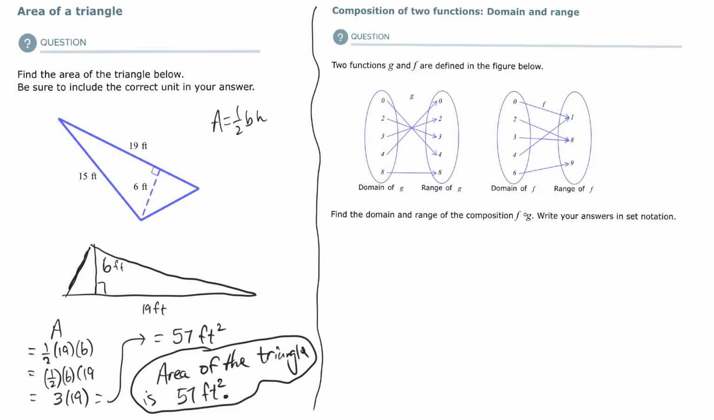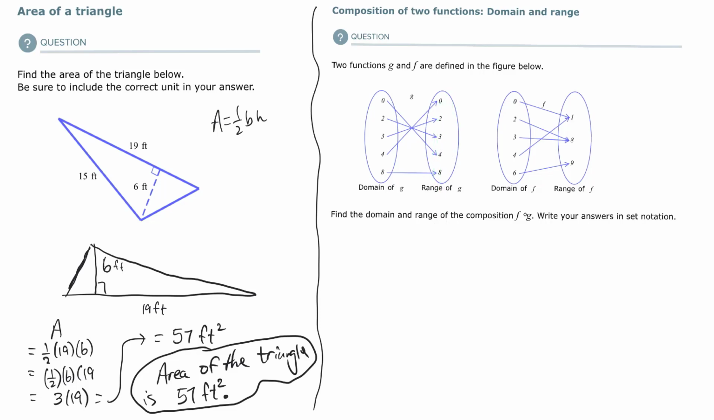Let's look at this problem over here. It says the composition of two functions, the domain and range. The functions f and g are defined in the figure below. So g is actually mapping these numbers, right? These are your inputs: 0, 2, 3, 4, and then 8. And it maps them to an output, and those outputs are 0, 2, 3, 4, and 8.